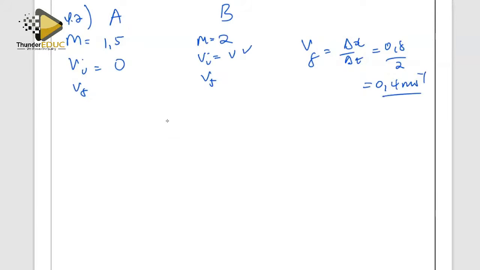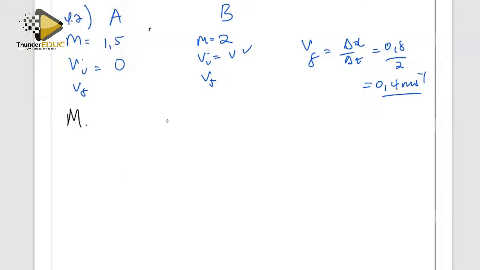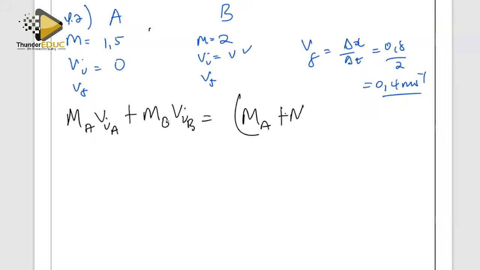Then we apply the conservation of momentum. The mass of A times the initial velocity of A, plus the mass of B times the initial velocity of B, must give us the mass of A times the final velocity of A. Since it is now one system, let me combine everything at once and say plus the mass of B times V final. Now, initially, this is going to be 1.5 multiplied by 0.